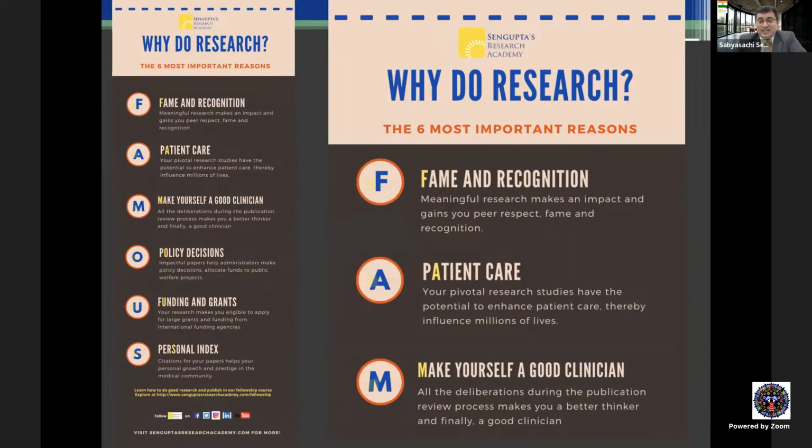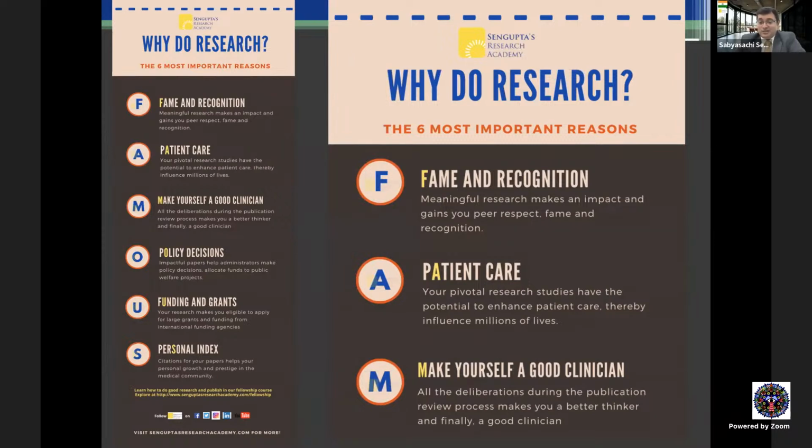A is for patient care, where some of your pivotal research studies have the potential to enhance patient care. Sometimes it will influence millions of lives. We don't understand a lot when we are actually working on it, but when it goes out and you say that these are the practices that this paper has done, it will influence millions of lives. Everyone will have their own examples, but you need to work on it.